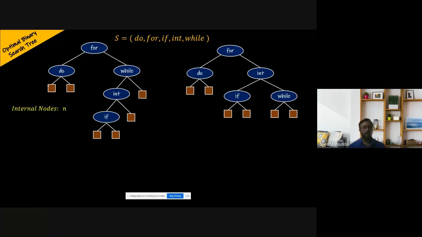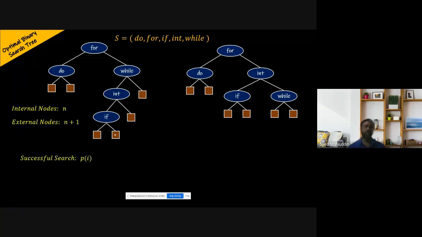Now, if there are n nodes in the binary search tree, remember, the external nodes will be n plus 1. So you yourself can count, 5 are internal nodes, so there will be 6 external nodes. Always the external nodes will be one more than the internal nodes. That's a normal property of a binary search tree.